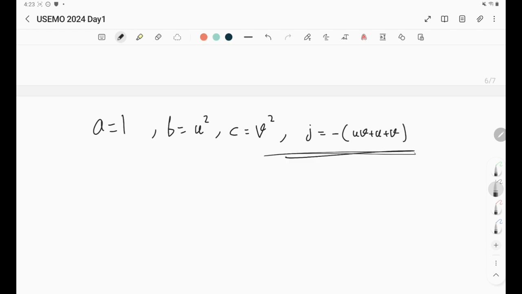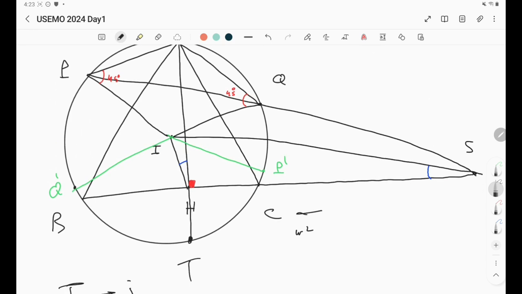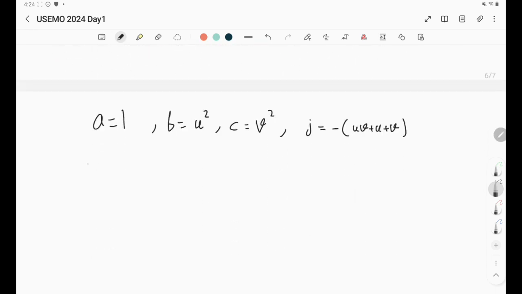As I told you, in order to follow this video, this solution, you need to make sure that you studied some complex coordinates, let's say chapter 6. Okay, so that's for J. Next, we have H. Let's find H. H is half times A plus B plus C, that is here 1 plus U square plus V square minus BC divided by A. So that is U square V square divided by 1. So yeah, this is H.